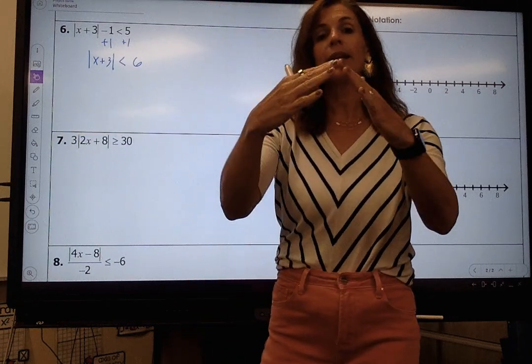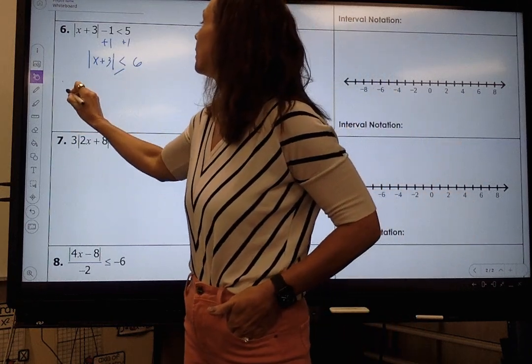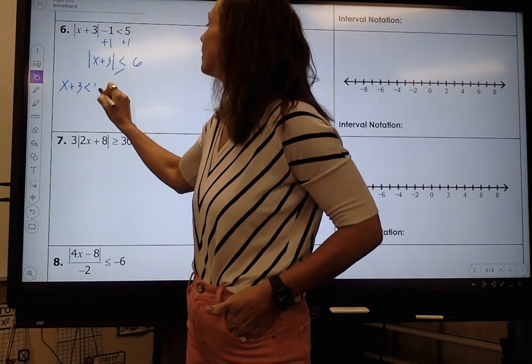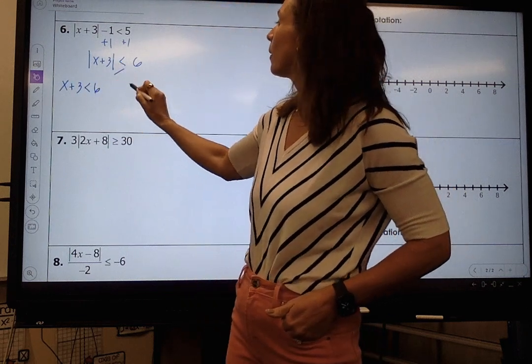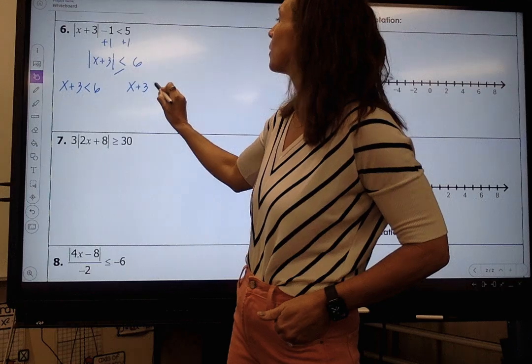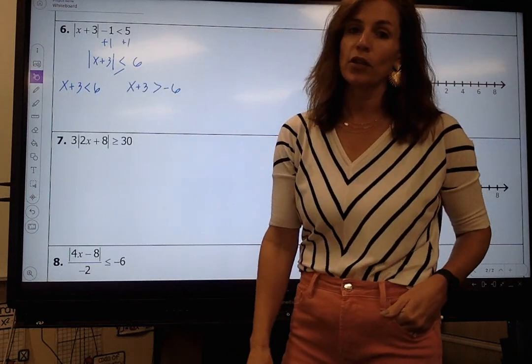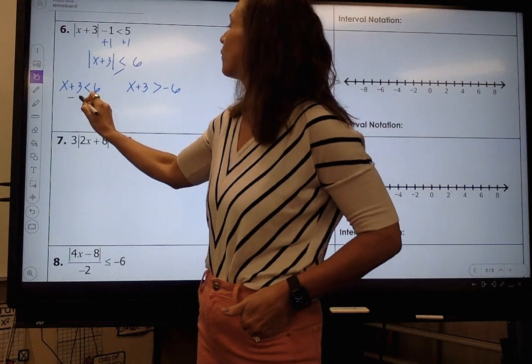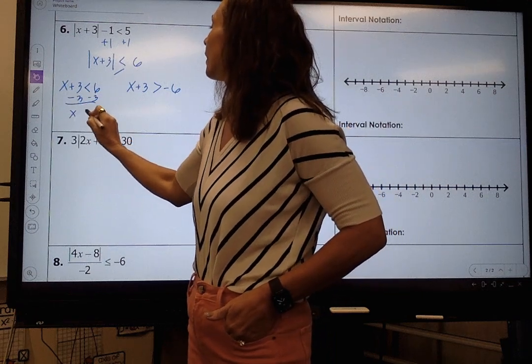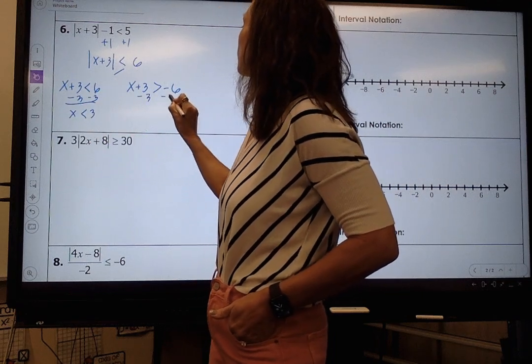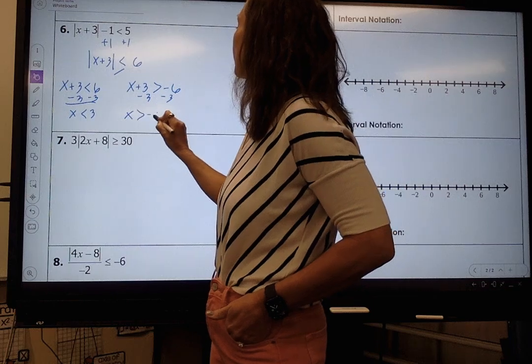Now that it's isolated, now I branch. This one I'm going to keep it. Everything's the same. Over here, I'm going to keep what's inside, and I'm going to switch. I switch my sign, and I switch my target number. And then, of course, I solve. Subtract 3, x is less than 3. Subtract 3, x is greater than -9.